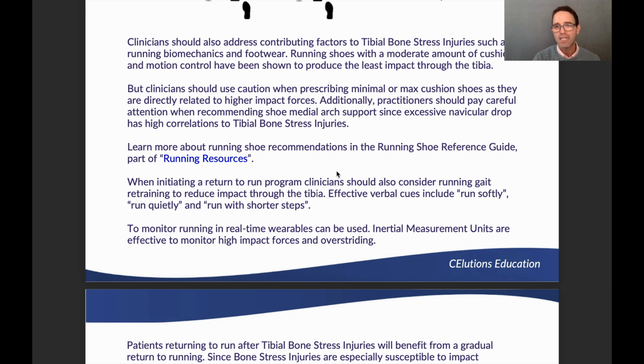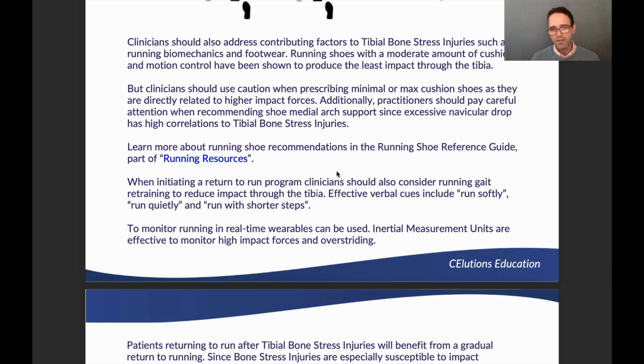We want to be careful also when we're prescribing and recommending shoe medial arch support. The arch support is important, but be careful because too much arch support could put too much pressure through the tibia, because we do know that excessive navicular drop has high correlations to tibial bone stress injuries and shin splints. However, the appropriate size is really important.